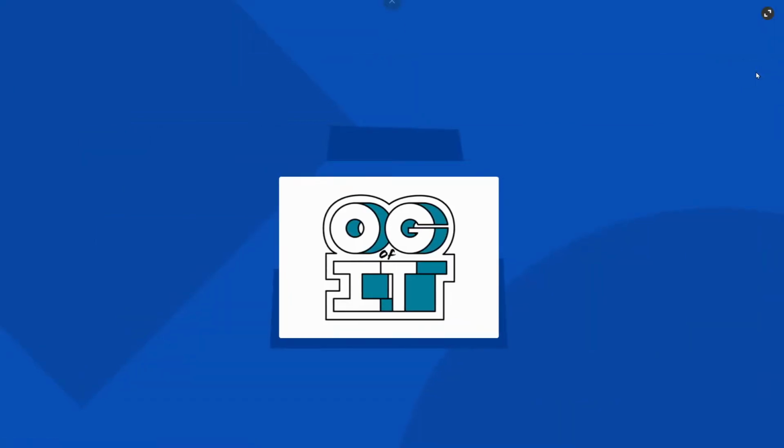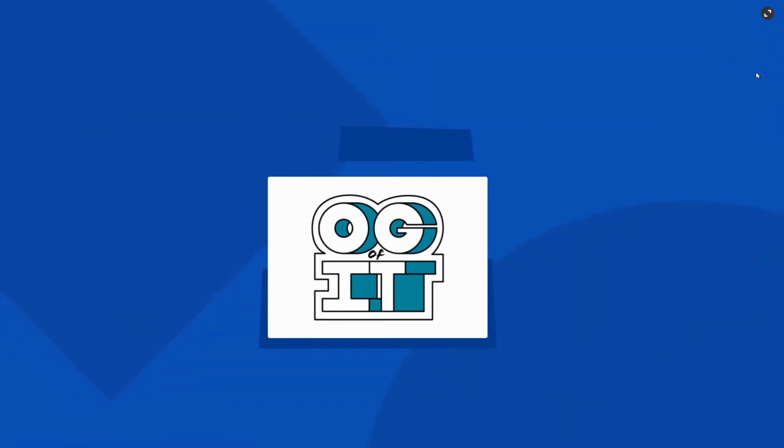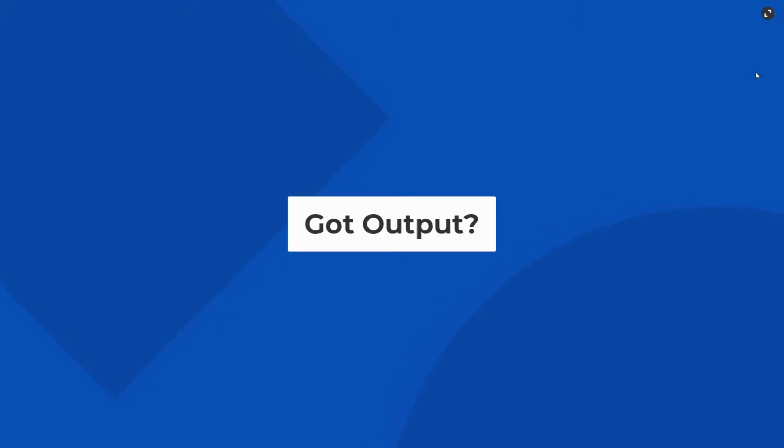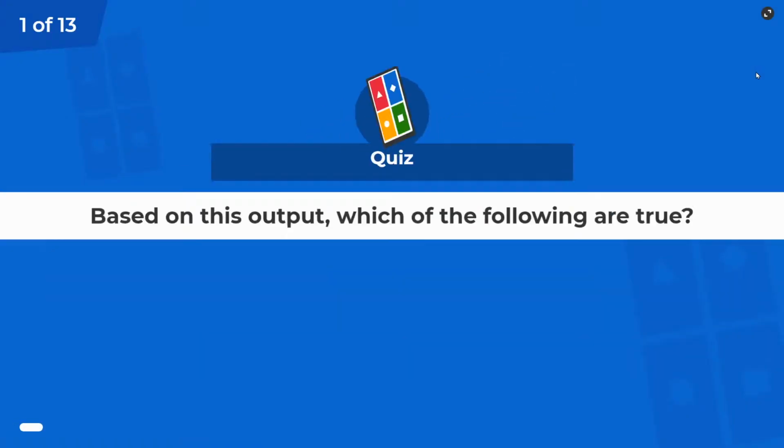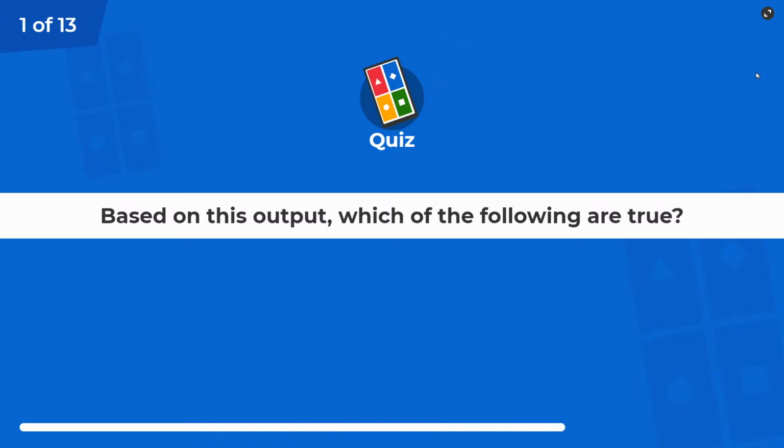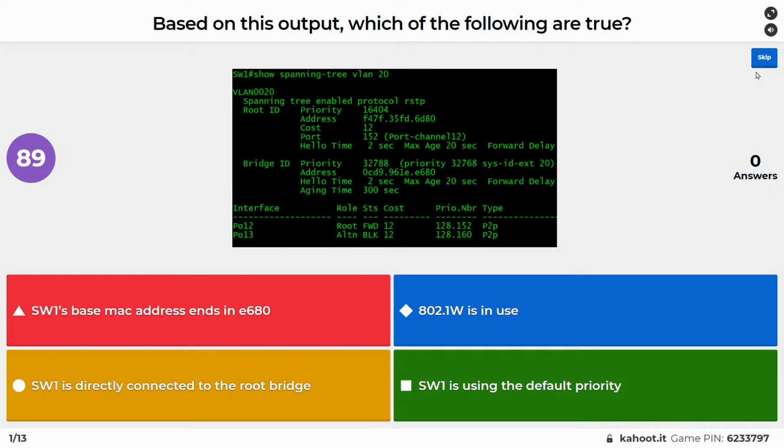Here we go. This is the Kahoot. This is all about show commands, got output? I hope you do great on these. Here is question number 1 of 13. It is multiple select. Choose at least 2 or more before you submit. Based on this output, which of the following are true? There are at least 2 that are true, maybe more. Good luck, everybody.